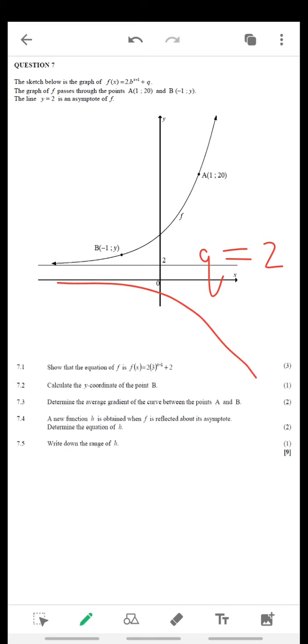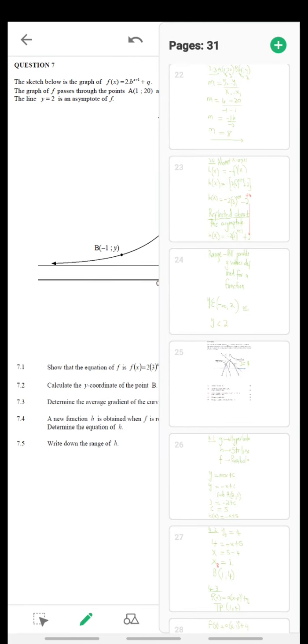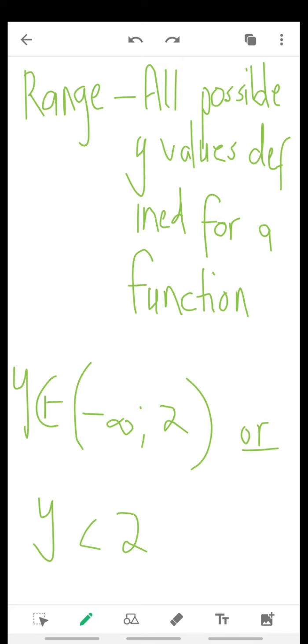You agree with me? So that means this function is starting somewhere from a smaller negative value and going up to the asymptote. Remember, it will never touch nor cross the asymptote. So that will be negative infinity up to 2, but not including 2. So the answer to 7.5 will be, the graph starts from negative infinity and ends at 2, but 2 is not included because at 2 the function is undefined.